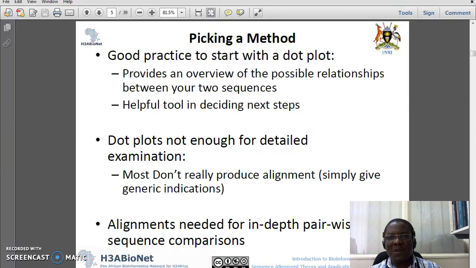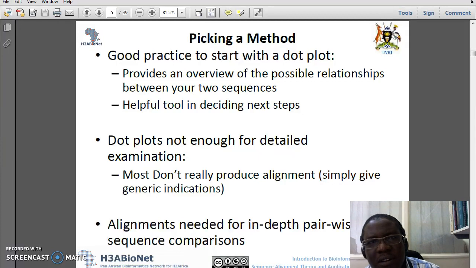So how do we go about picking an alignment method? Well, it's not simple, but there are ways to start on that. It's a good practice to start with a dot plot. Dot plots are really very powerful tools that can give you an overview of what's going on. They can give you possible relationships between your two sequences, and that way they can help you in identifying your next course of action.